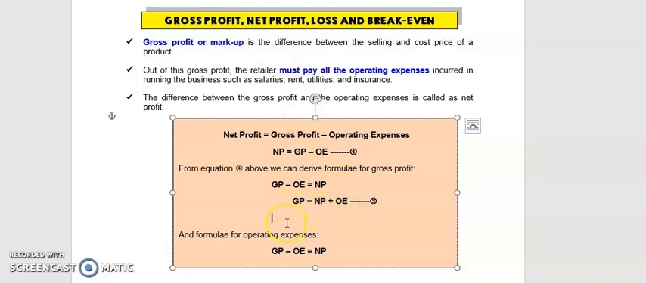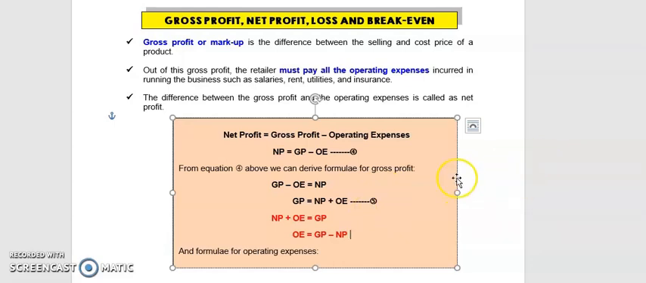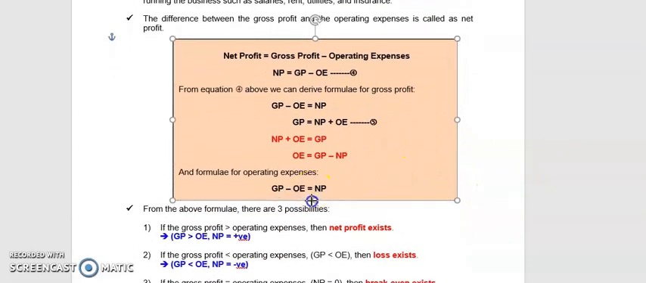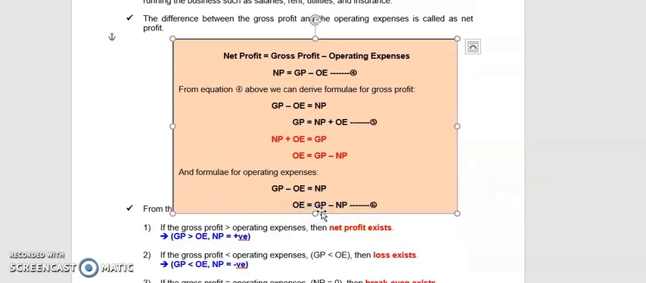You bring the right hand side to the left hand side because we want to make OE the subject. So NP plus OE equals GP. We want to make OE the subject, so OE equals GP, and NP is positive, right? So positive, you bring to the right hand side and it becomes minus NP. That's how you derive the formula for OE. So OE here equals GP minus NP.